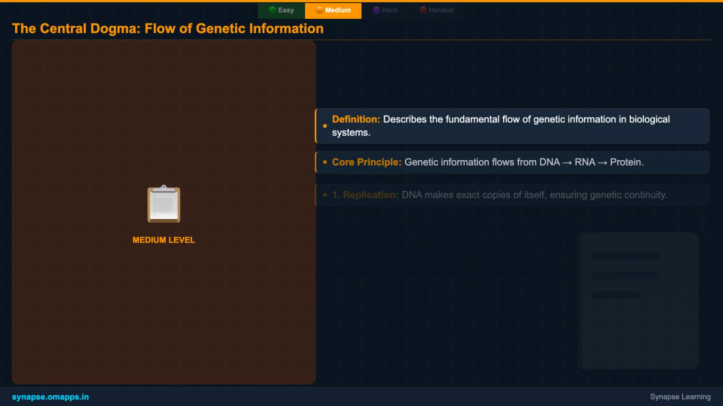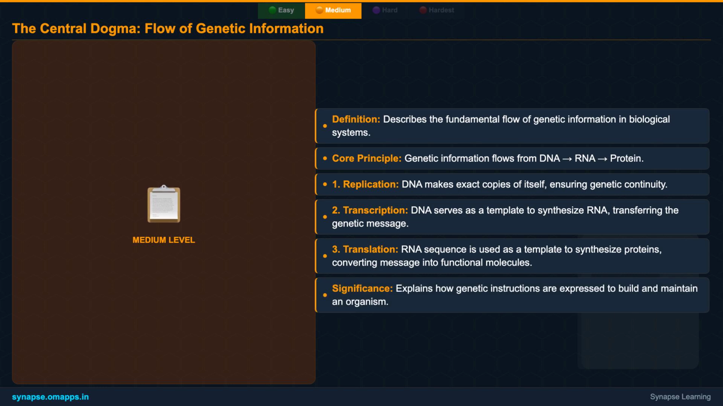At the heart of molecular biology is the central dogma, a fundamental concept explaining how genetic information flows. It states that information flows from DNA to RNA and then to protein. First, DNA can replicate itself to make identical copies. Then, through transcription, the DNA's genetic message is copied into an RNA molecule. Finally, during translation, this RNA message is used to synthesize specific proteins. This elegant flow ensures that the genetic blueprint is accurately interpreted and expressed to build and maintain all living organisms.